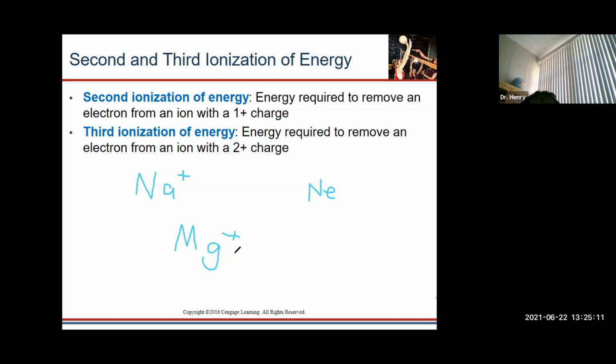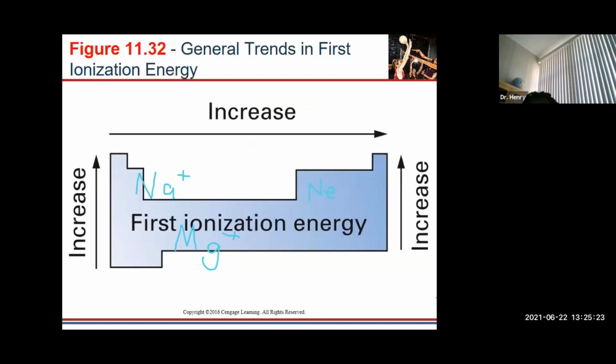Okay, and then there's the third ionization energy. That will be the process of losing 3 electrons. You lost the first one, you lost the second one, and now you're looking at the energy to lose the third one. Okay, so this is the general trend. As we go from bottom to top, the ionization energy increases. As we go from left to right, the ionization energy increases. Make sense?